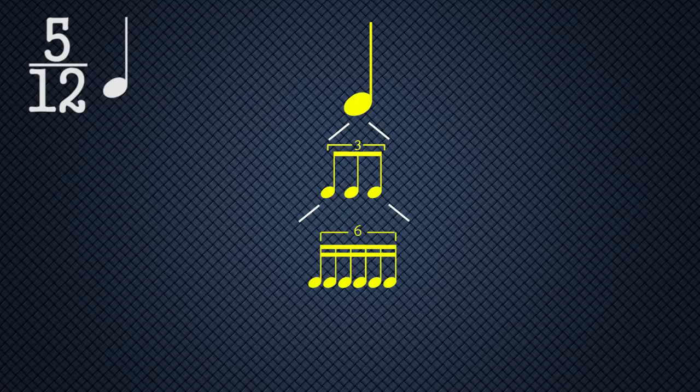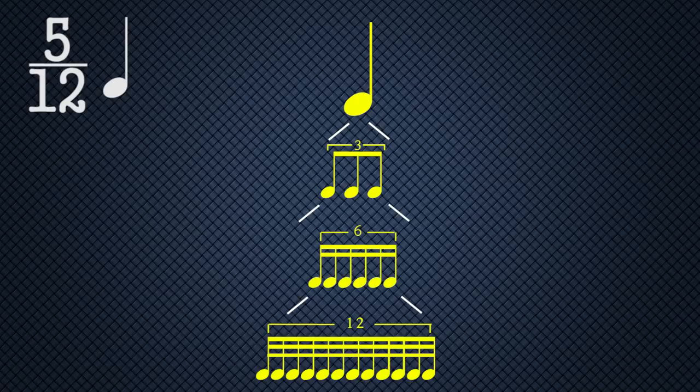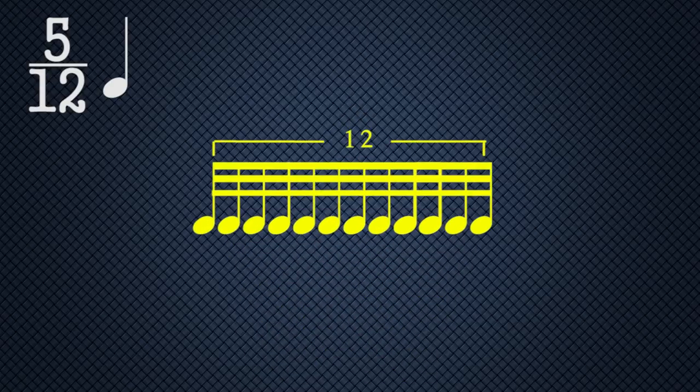We could subdivide a quarter note into eighth note triplets. That's 3 notes per beat. We could also do 16th note triplets. That would be 6 notes per beat. And we could also do 32nd note triplets, and that is 12 notes per beat. So 5/12 of one beat is the same thing as 5 32nd note triplets. Likewise, 1/3 of our beat is 4 32nd note triplets, and 1/4 of our beat is 3 32nd note triplets.